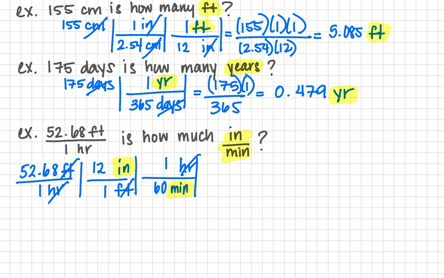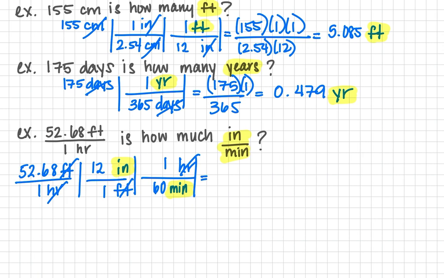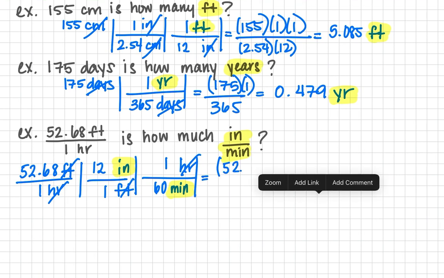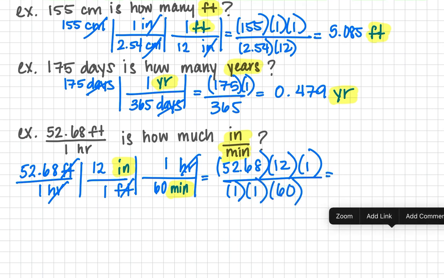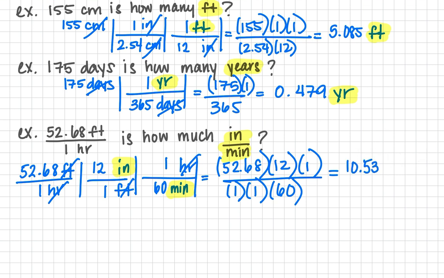So now I know I can do my math. That is going to be 52.68 times 12 times 1 divided by 1 times 1 times 60. Do the math. It's going to be 10.536 inches over minutes.